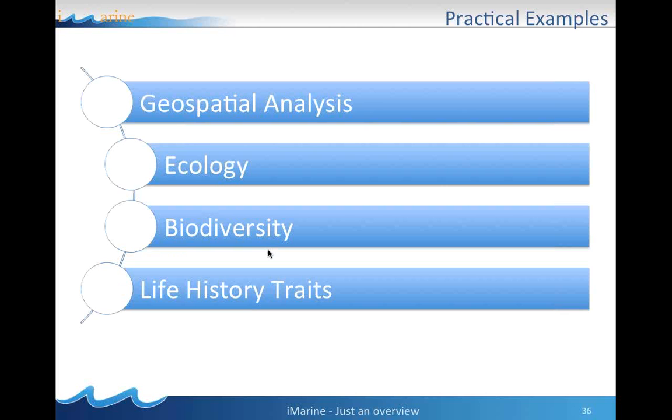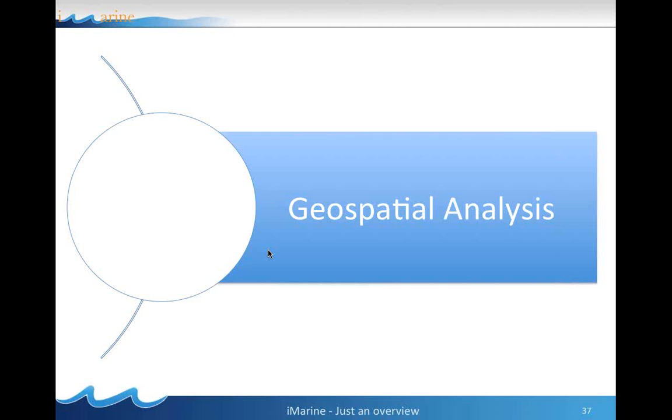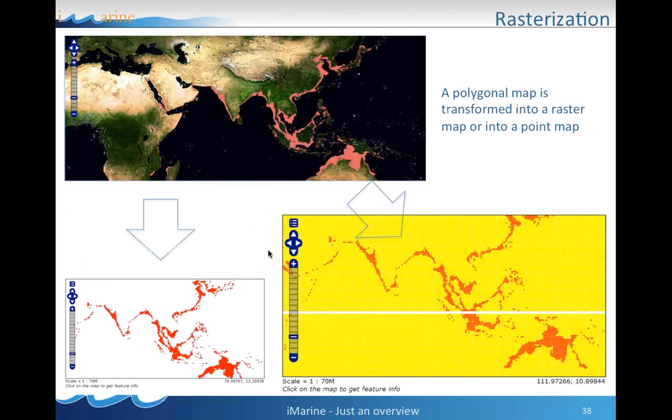We have basically divided the examples into four categories that mainly talk about various functionalities that we host in the infrastructure, or that we currently host because we integrated the procedures and the methods developed by our community of practice. So the first set of facilities regards geospatial analysis, and in particular we host very basic features and functionalities to rasterize maps.